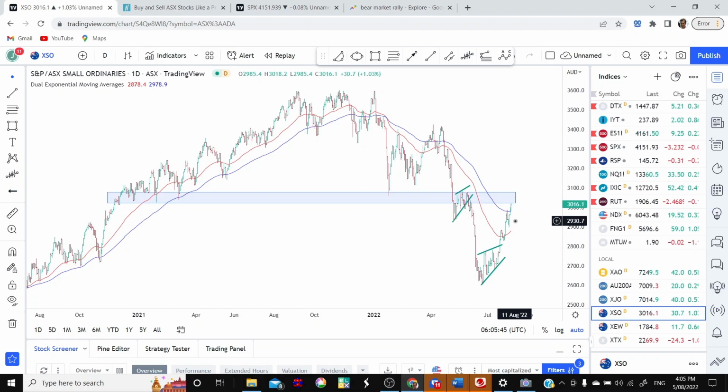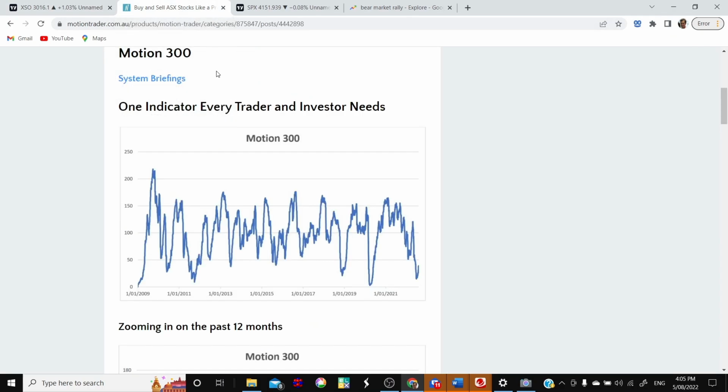Now, what I want to do now is show you my proprietary indicator. This is something I call the Motion 300. It's something I make available to members of my Motion Trader service. It measures the strength of the top 300 stocks, and it's got quite a good track record of identifying key turning points. So when the indicator is above 150 is where we start looking out for tops. When it's below 50 is where we start looking out for low points.